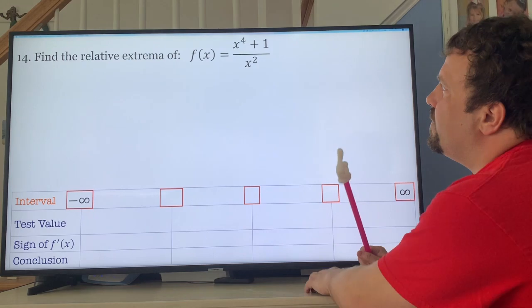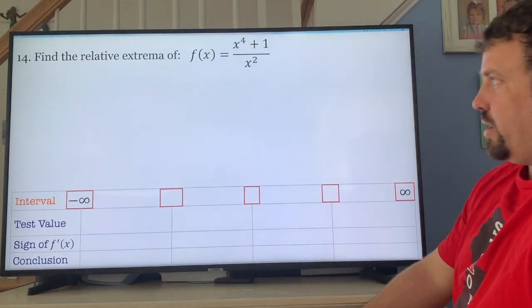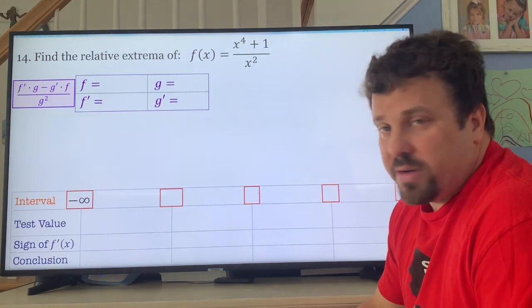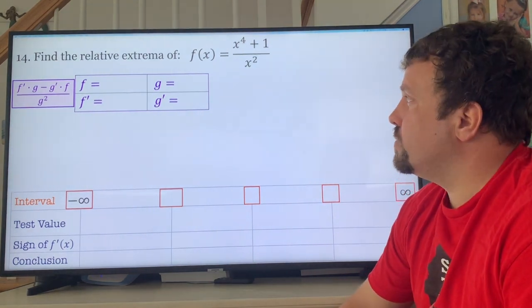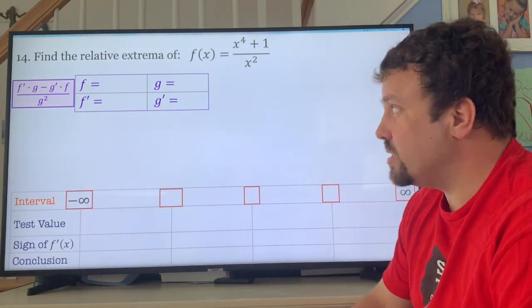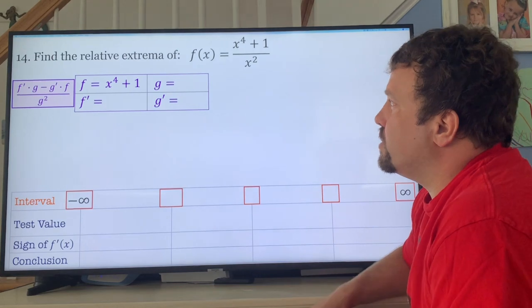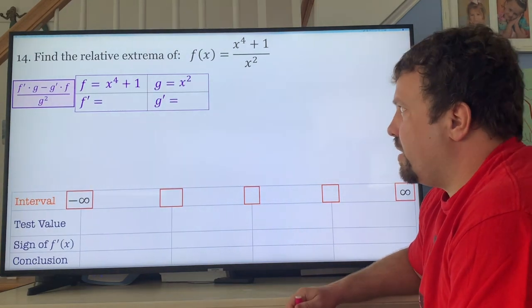Number 14. Find the relative extrema of x to the 4th plus 1 over x squared. So what you guys should have been doing here was you should have used your quotient rule. So I'll give you a little time to do that if you haven't done it yet. Once again, you hit the pause button, slow me down. F is your numerator, x to the 4th plus 1. G is your denominator, x squared.